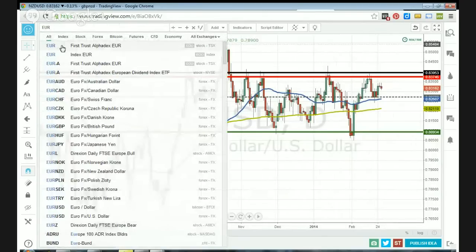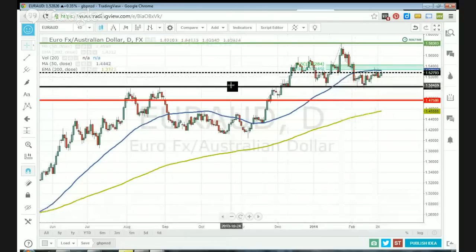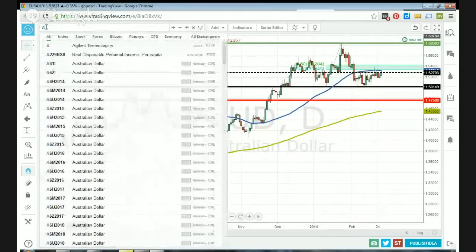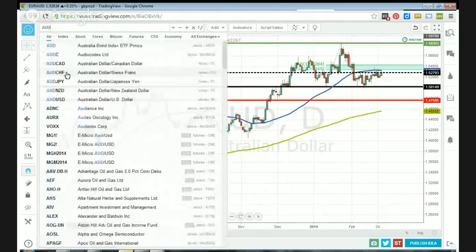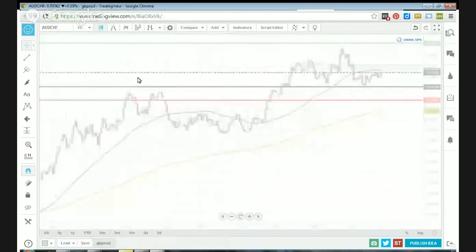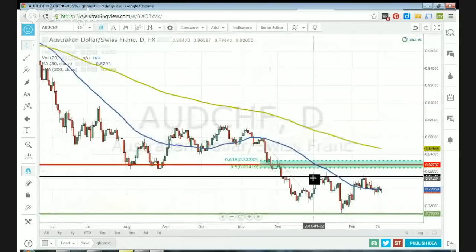Euro Australian dollar. Same idea here. I actually have an order on Aussie Swiss. Let's take a look at that, which is basically the way I'm trading. Euro and Swiss are very correlated. Not always, not exactly 100% correlation, but they move together a lot, and the Swiss tends to be the inverse. If you remember Euro Aussie, I have the black line below the price. It's like an inversion of this chart here.